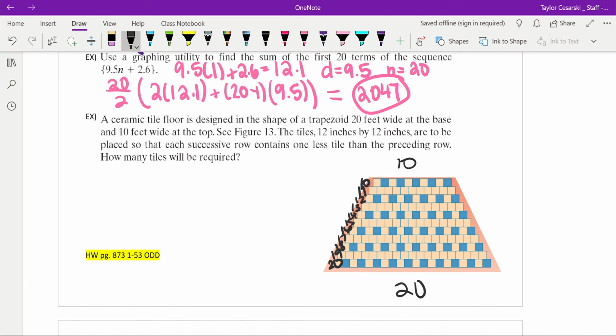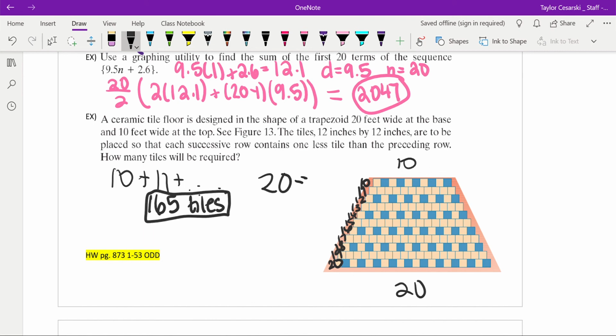We can do this a couple of different ways. One way, if it's that short, I honestly would just type into your calculator 10 plus 11 plus all the way to 20, and you should end up getting 165 tiles.